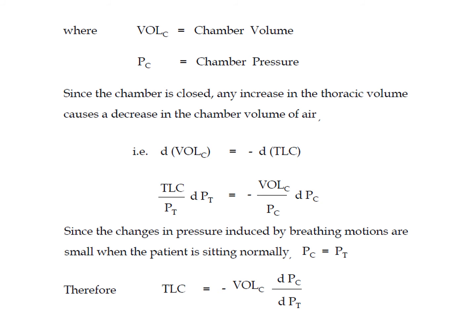Since the chamber is closed, any increase in the thorax volume causes a decrease in the chamber volume of air. That is, dVc equals minus dTLC. Simplifying, TLC by Pt, dPt equals minus Vc by chamber pressure, dPc. Since the changes in pressure induced by breathing motions are small when the patient is sitting normally, Pc equals Pt. Therefore, TLC equals minus chamber volume Vc, dPc by dPt.